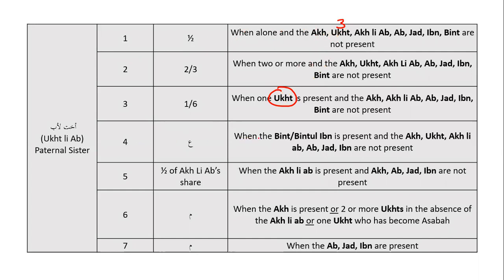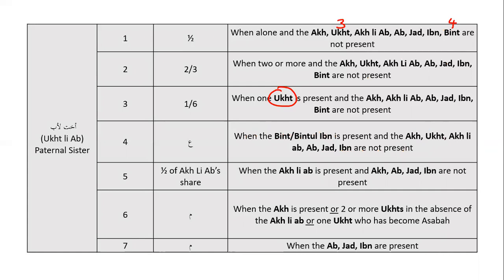Condition number 4 states, when the Bint/Bintul Ibn is present and the Akh, Ukht, Akh li'ab, Ab, Jad, Ibn are not present. So over here, Bint will write condition number 4. Again, these are things you need to learn off by heart. These are conditions which we need to learn off by heart.